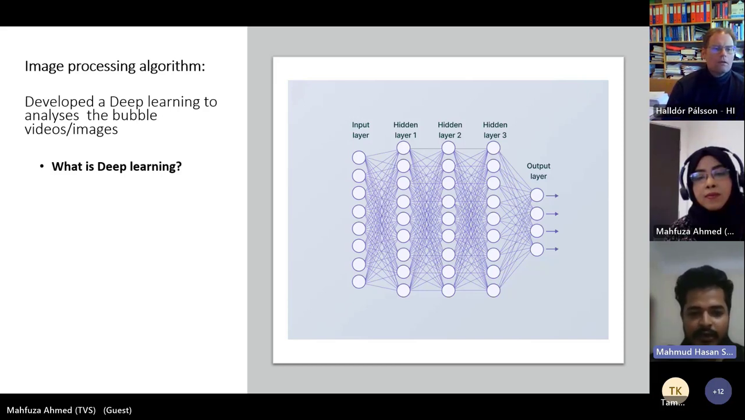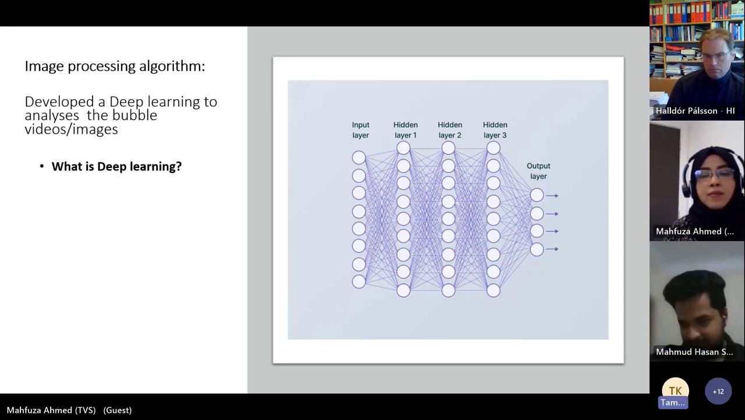And as you can see, all of them are interconnected with each other, just like the neural network. The name of it came from the animal brains and how they learn. So there is a connection between neurons.